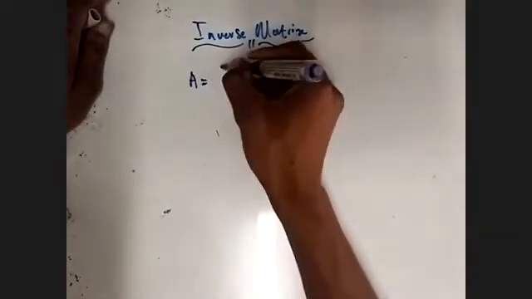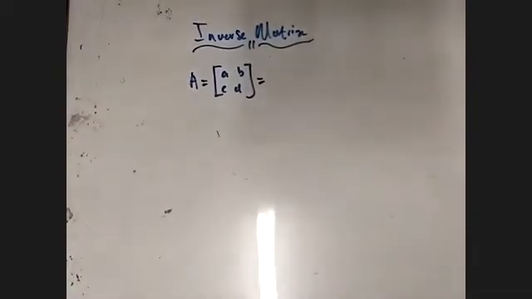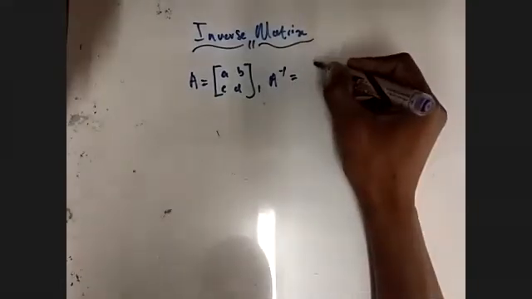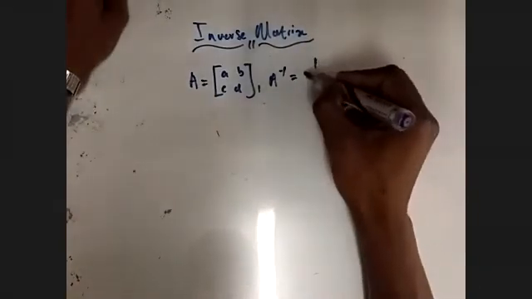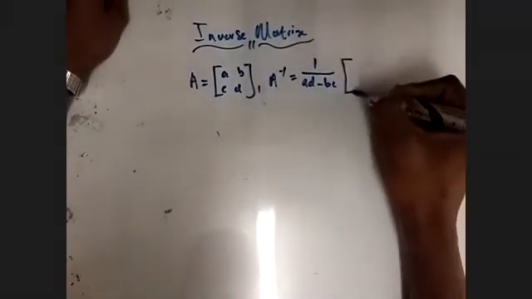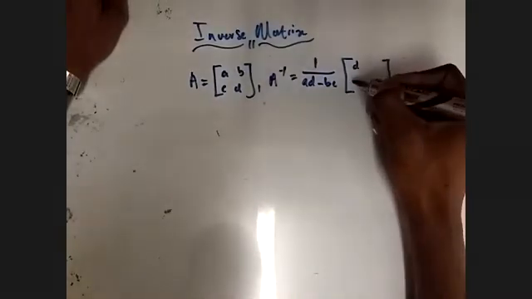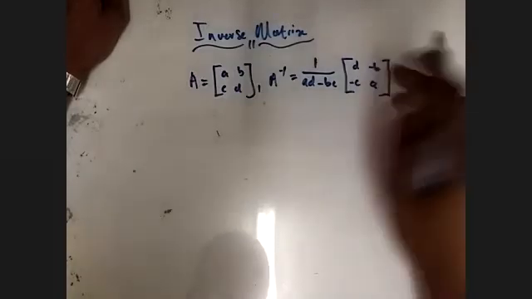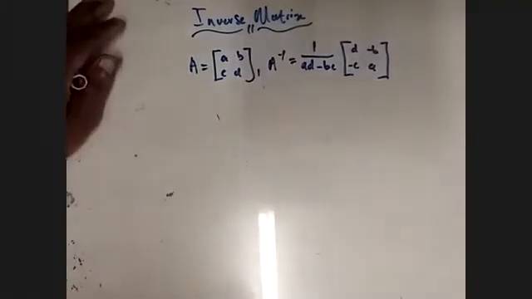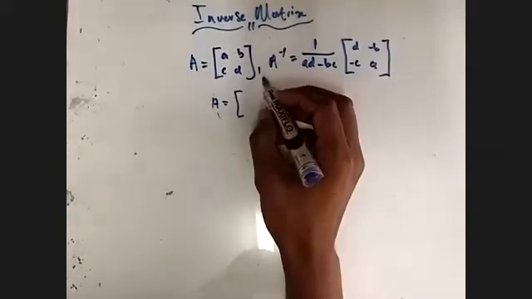Now, suppose you're given A, which is a 2 by 2 matrix, A, B, C, D. The inverse of A will always, and I repeat, will always be given by 1 over A times D minus B times C. Then you swap A and D, and you leave C and B where they are, you just give them negative values. Let us see if this is true. You remember our example, we had 3, 5, 4, 7.